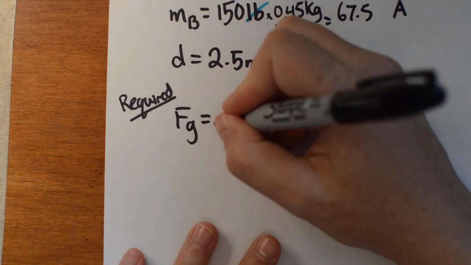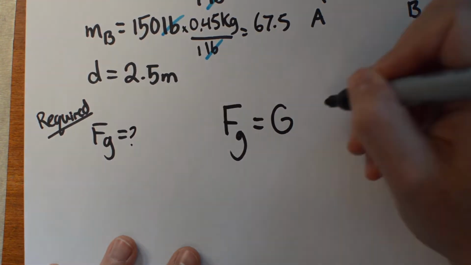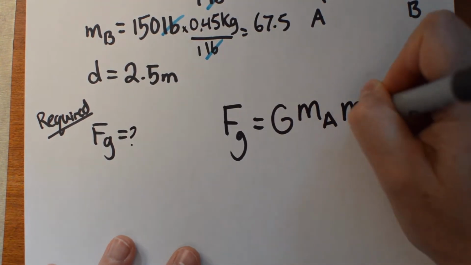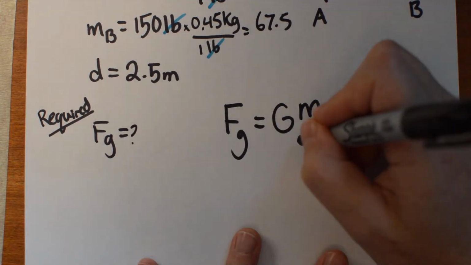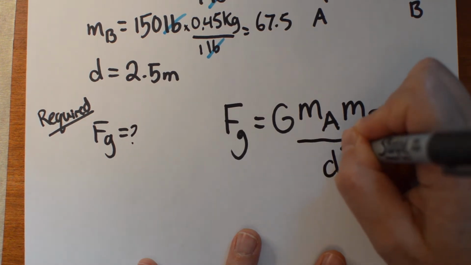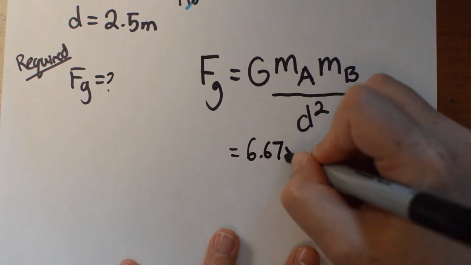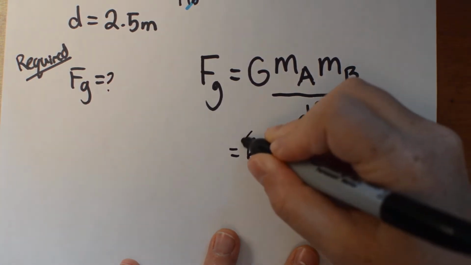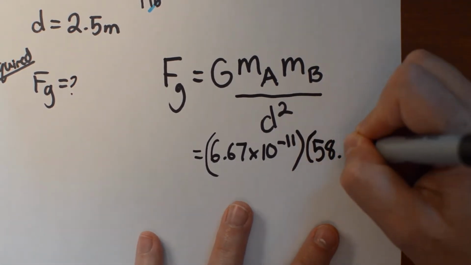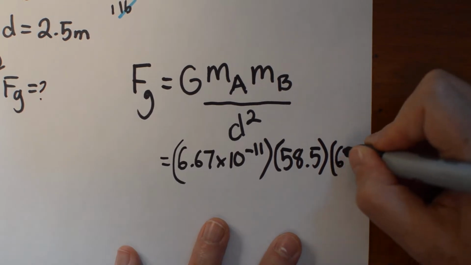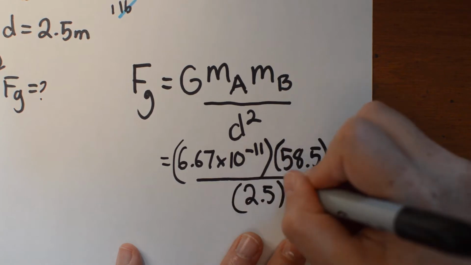Okay, so my equation for the force of gravity is big G, that constant, times mass of student A times mass of student B. So these are the two objects that are gravitationally attracting each other, divided by the distance between them squared. Let's just plug in all our numbers. Big G is 6.67 times 10 to the negative 11. It's a constant. The mass of student A in kilograms is 58.5. Mass of student B is 67.5. And the distance between them is 2.5 meters, and that's squared.